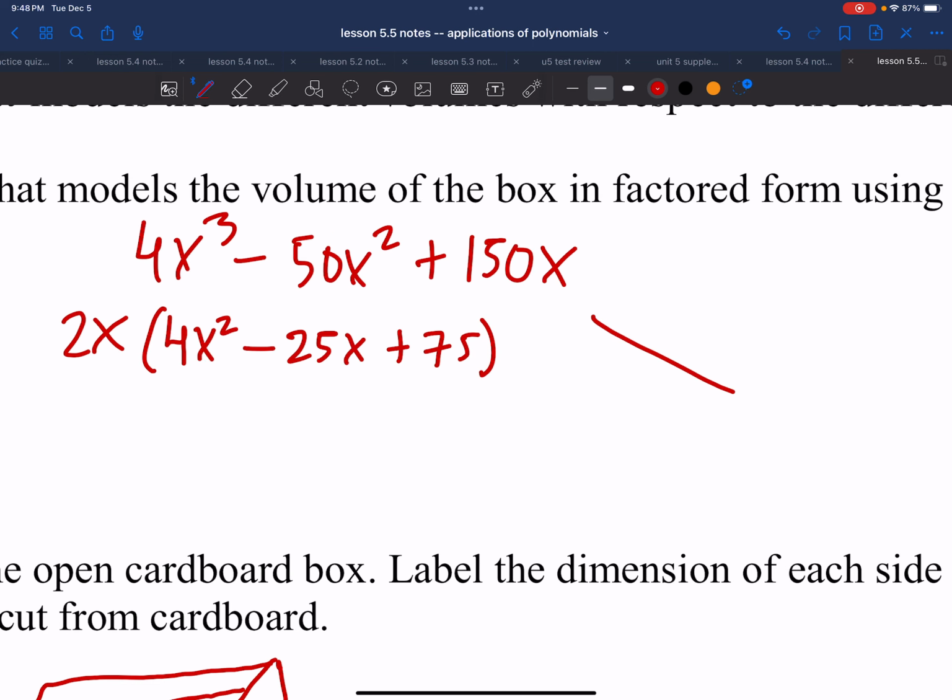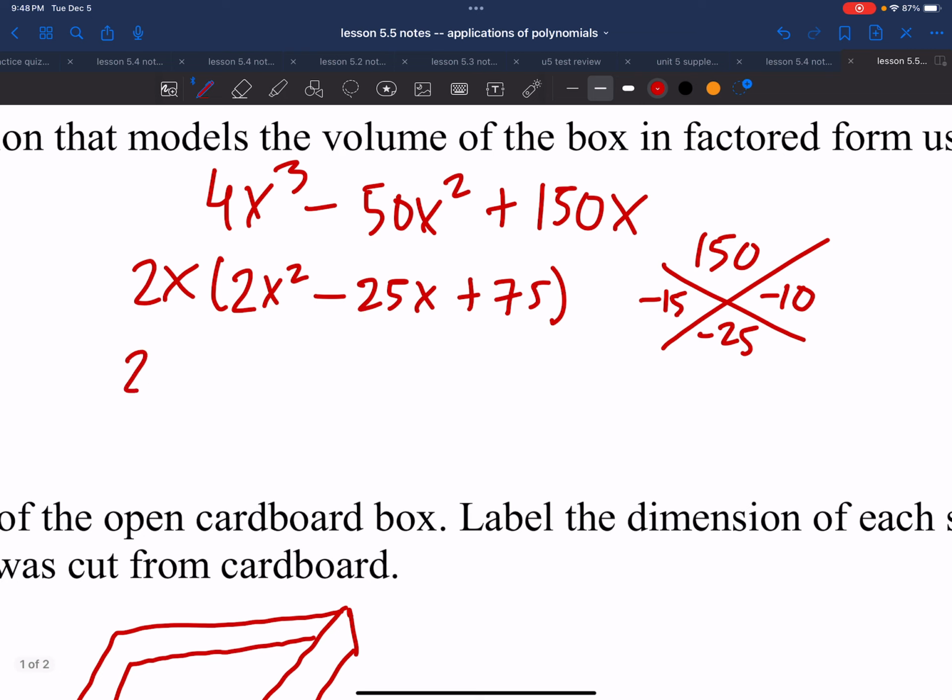Now we'll do a little thing here. 2 times 75 is 150, and then there's negative 25. So what, 15 and 10? You make them both negative. They multiply to get 150 and add to get negative 25.